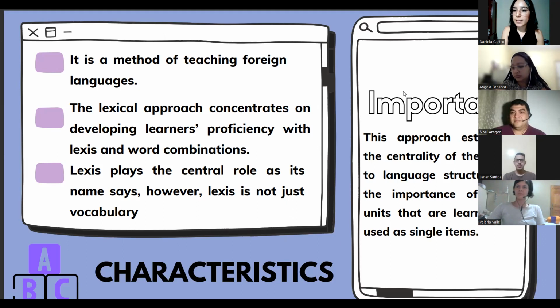And finally, something that I consider really important is that this approach establishes the centrality of the lexical to language structure and the importance of lexical units that are learned and used as single items. Okay, I think to conclude or to keep in mind is that this method is focused on communication, not perfection, no grammar rules, just communication. So now my partner will continue explaining the next part of this presentation.